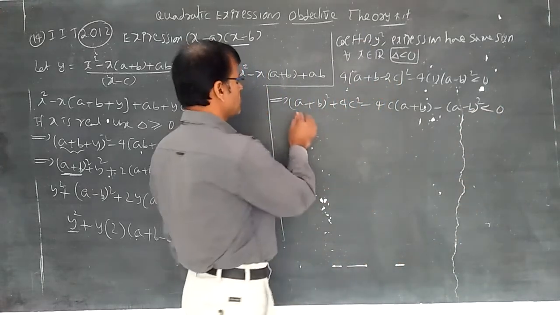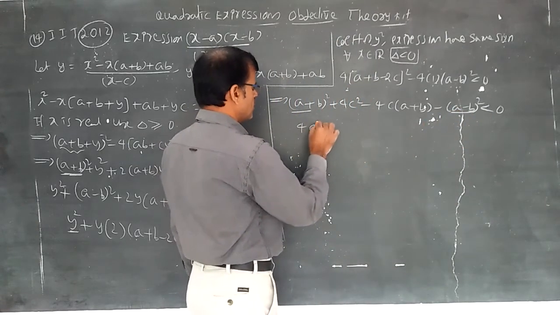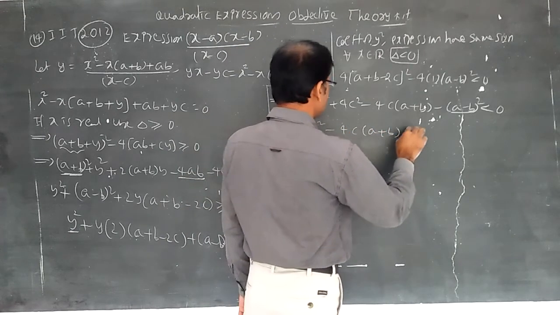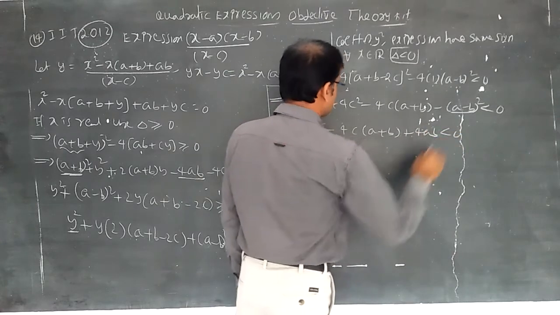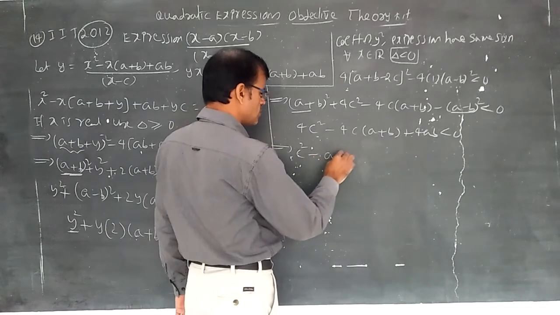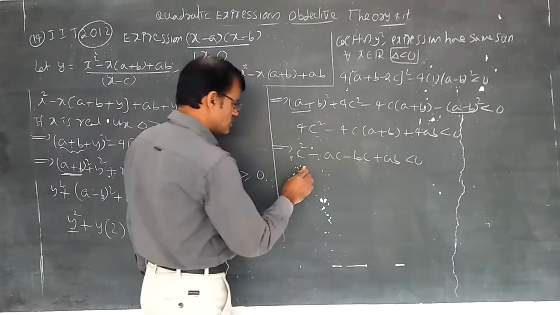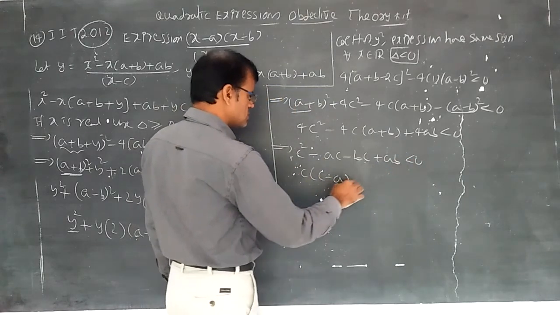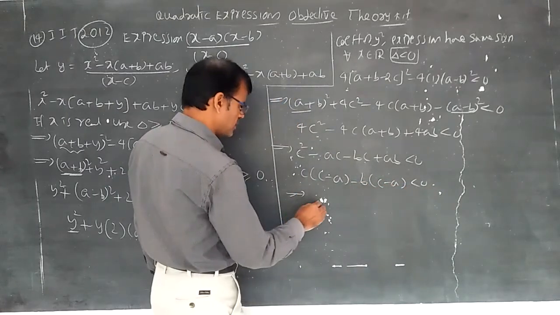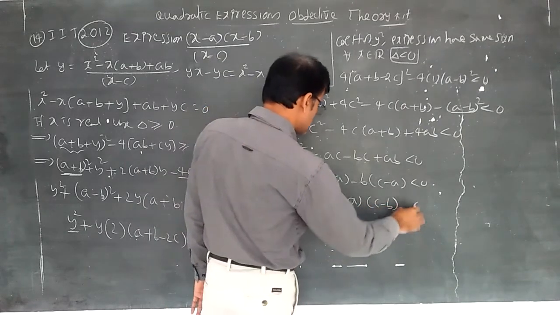Now (a plus b) whole square minus (a minus b) whole square becomes 4ab. Now 4c square minus 4c into (a plus b) plus 4ab is less than 0. Divide with 4: c square minus ac minus bc plus ab is less than 0. Taking c common, c minus a, and taking b common, c minus a less than 0. That implies (c minus a) into (c minus b) is less than 0.